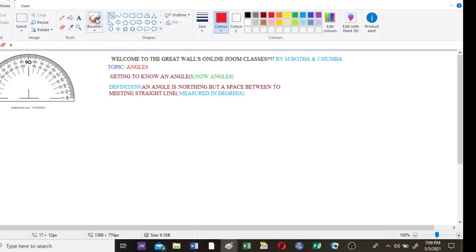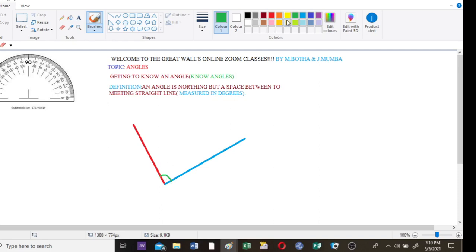So let's take, for example, suppose you have a line, okay, like this one. We can also have another line. Let me use a different color. Okay, so these two lines are meeting at this point. So the space between these two lines is what we call an angle. In this case, we have this one here inside. This is an angle. So this is showing us the space between two meeting straight lines.